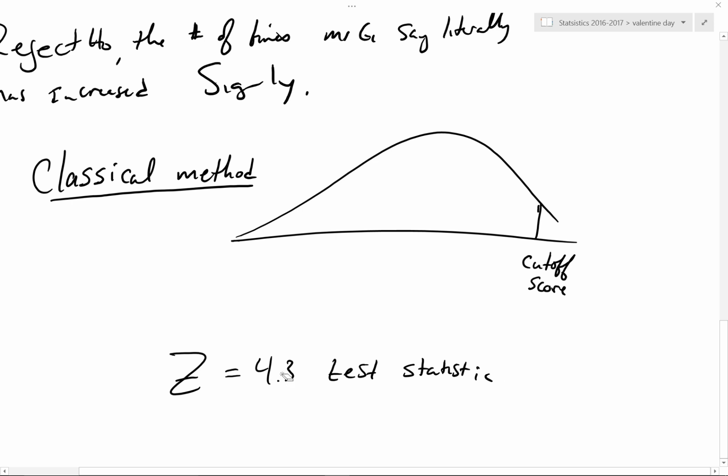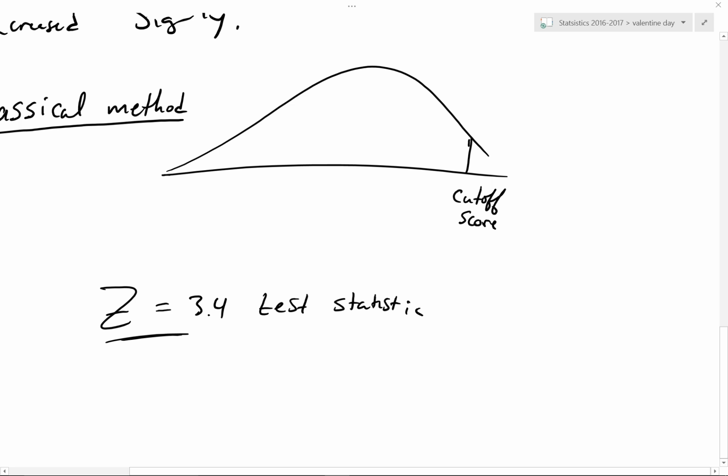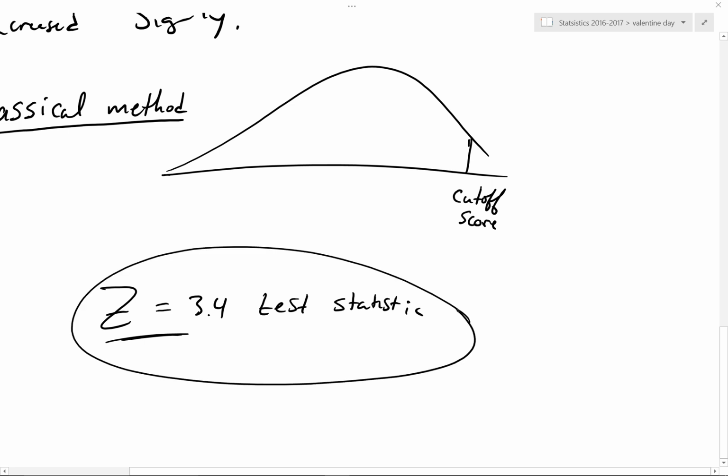Whatever, 3.4. Did I say 4? What is it, 3.4? 3.4. Whatever. Not important. But this guy here is our test statistic. Now here's the deal. I don't like to get all mathy with it. Watch carefully. If the test statistic is further out in the tails, we reject, because that's weird.